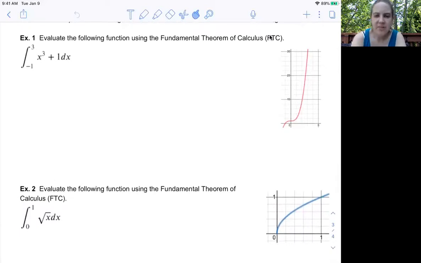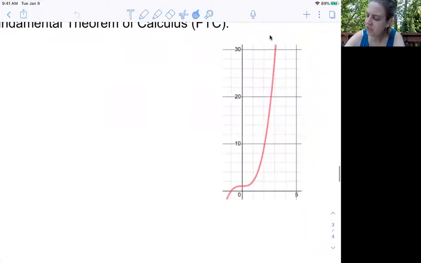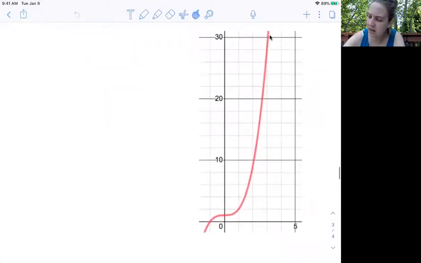Evaluate the following function using the fundamental theorem of calculus. I've already sketched this picture for you. You don't have to have the picture, but it's a nice visualization to see what's going on. This is x cubed plus 1. I used Desmos to graph that and took a screenshot. And we are going to integrate between -1 and 3. Again, that means the area under the curve. So I want to sketch that in for you, shade that in.